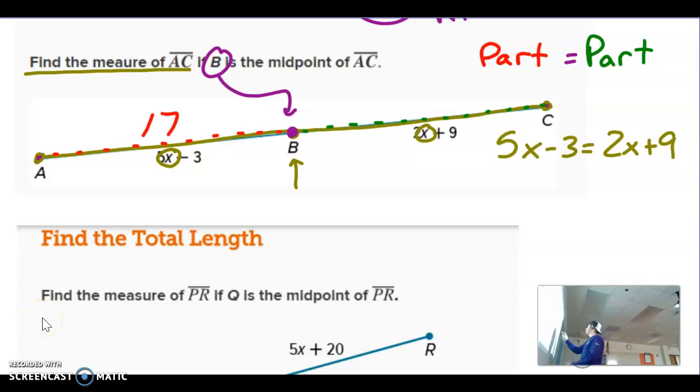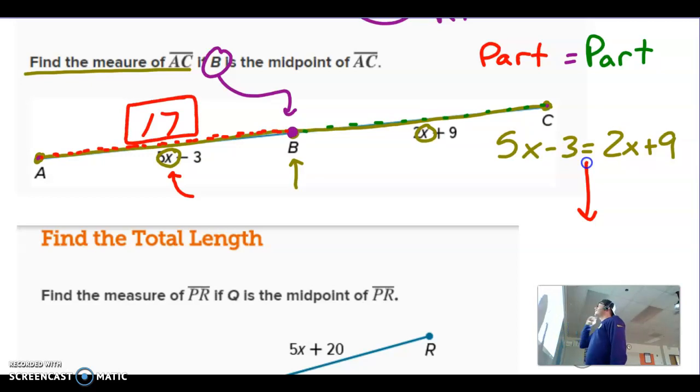You paused it and you had a chance to try it. So I went through this process of solving for x. I'm not going to tell you what I got. I want you to try that one. And then using that x, I was able to plug it in here, and I found that the red part, this segment AB, has a measure of 17.